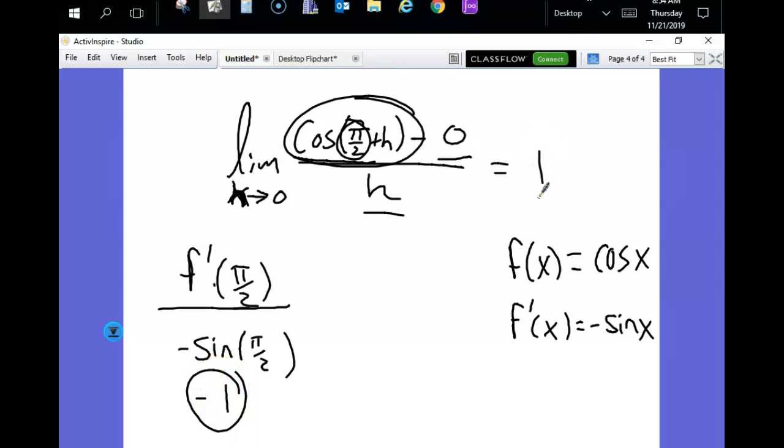So it's a three-step process. You're going to look at this and say, okay, what's my function? What point am I finding the derivative at? And then use your shortcuts. That's how we're going to do it.